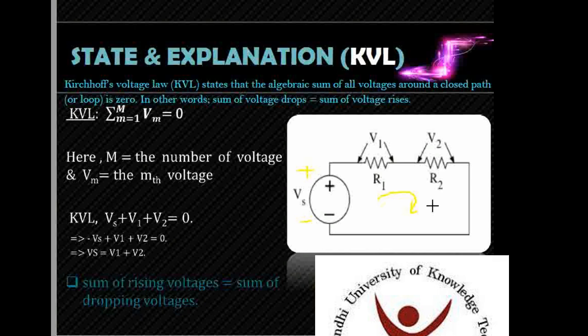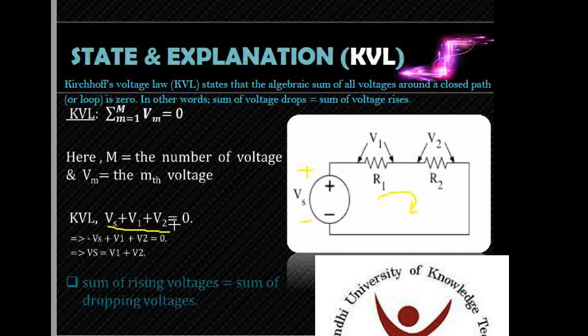Let us apply KVL, which is the sum of voltage drops equal to the sum of voltage rises, or the sum of voltage sources equal to the sum of voltage drops. By applying KVL, the algebraic sum of all voltages around a closed path equals 0. For sources of voltage I take positive notation, for drops of voltage I take negative notation. So by applying KVL in this loop, I can write the expression as Vs plus V1 plus V2 equal to 0, because these three are the voltages in this loop.